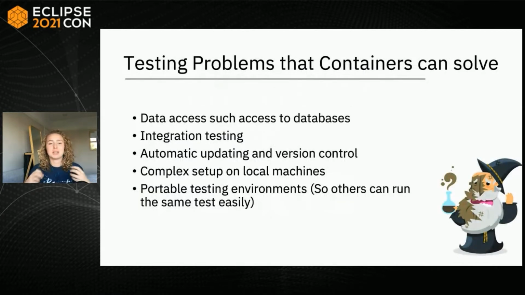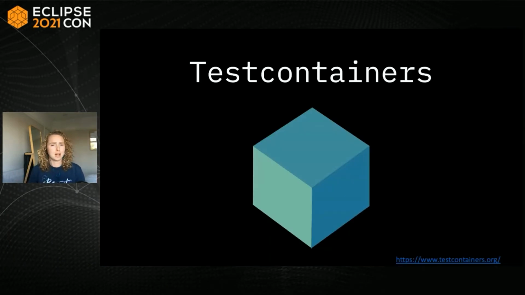So actually, testing with containers can solve a lot of problems or potential issues that we might have had before when we weren't using containers and we were just testing locally. So for example, testing data access to databases, testing integration better between the various components if you're deploying them in different containers, for example. Automatic updating and version control, if you have complex setups on your local machine, and enabling those testing environments to be really portable so others can run exactly the same test as you really easily, so they should be able to get the same error messages, and you can then collaborate on coming up with solutions to them. So now that we're convinced by testing with containers, let's take a look at the tools available to help us.